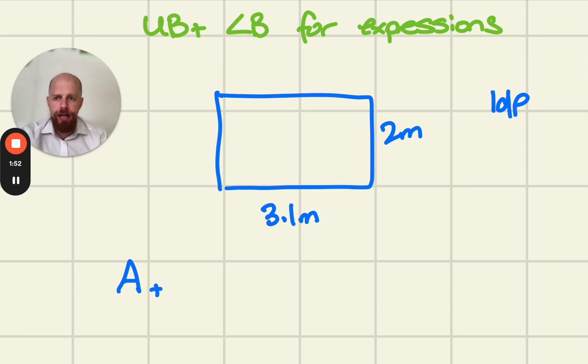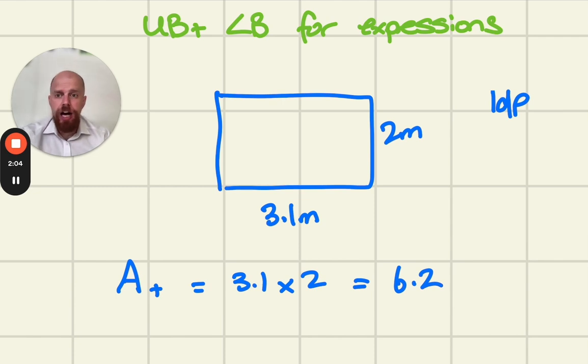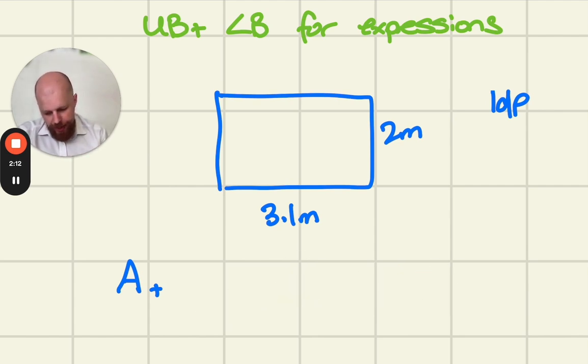Now, one of the biggest mistakes that students make is they do 3.1 times 2, and then from that they calculate the upper bound being 6.25. That is incorrect. You are missing out on some of the calculations, that's a rounding error. What you have to do is find the upper and lower bounds for each of the measurements and then calculate the area from that. So if I want to find the upper bound of the area, I need to find the upper bound of the width and the upper bound of the height.